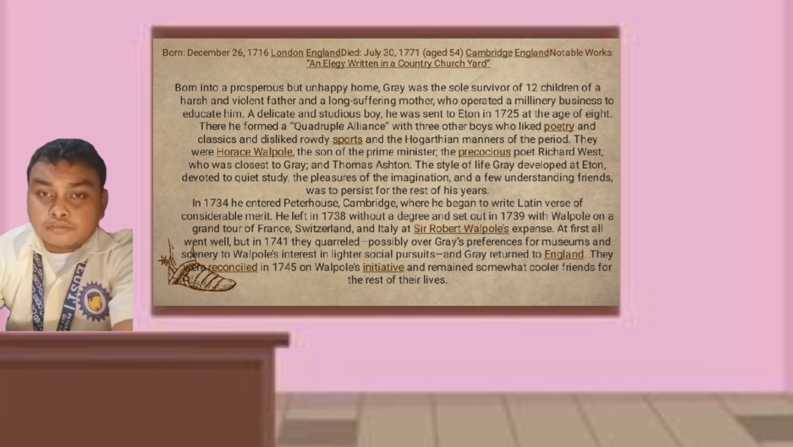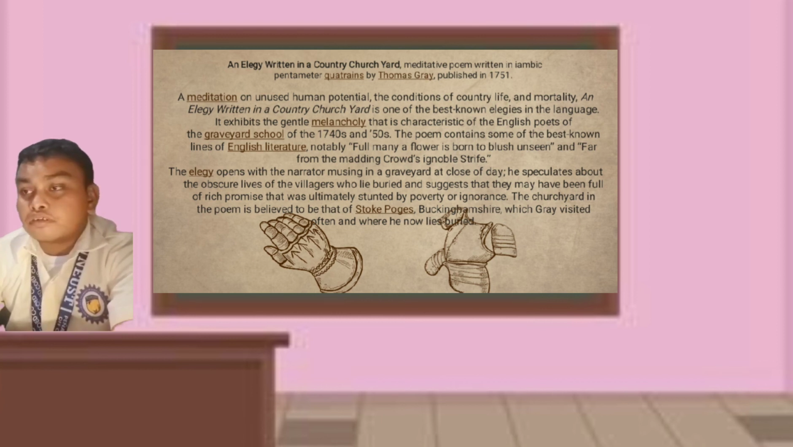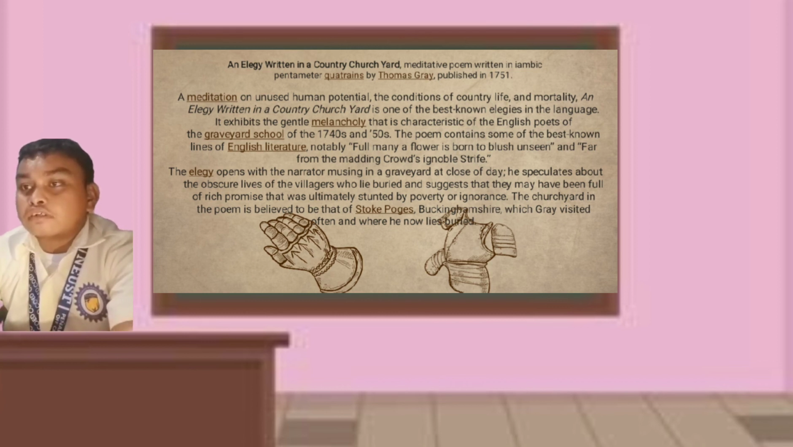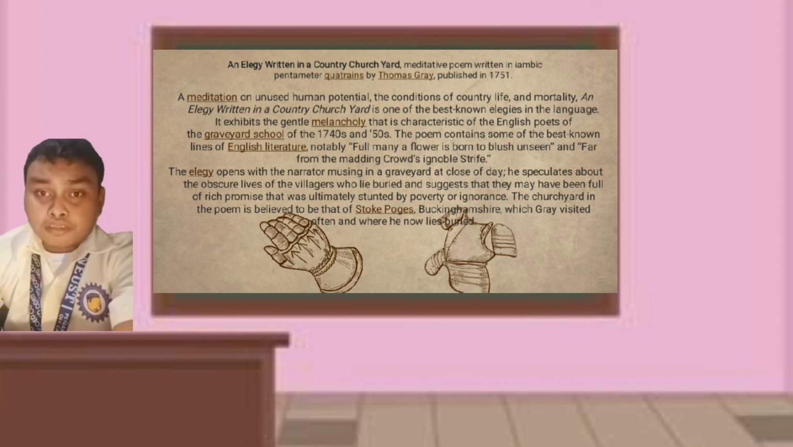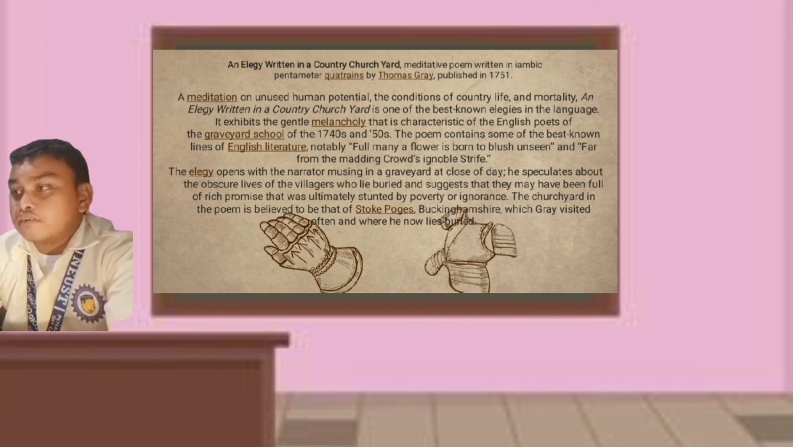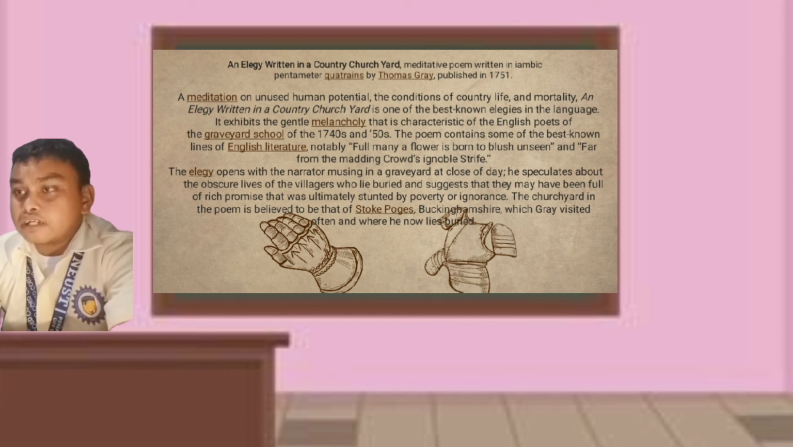This is the one work of Thomas Gray entitled An Elegy Written in a Country Churchyard. It was published in 1751. A meditation on unused human potential, the conditions of country life, and mortality. An Elegy Written in a Country Churchyard is one of the best-known elegies in the language. It exhibits the gentle melancholy that is characteristic of the English poets of the Graveyard School of the 1740s and 50s.